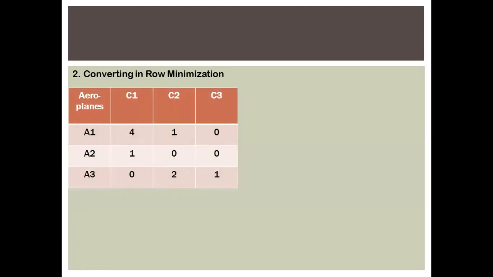So my next step will be converting in row minimization. So the matrix after subtracting will look like this. After row minimization, you all know, class, what is the next step? Converting in column minimization. So I'll be picking up each minimum number from each particular column. So in C1, C2 and C3, all the minimum numbers are 0.